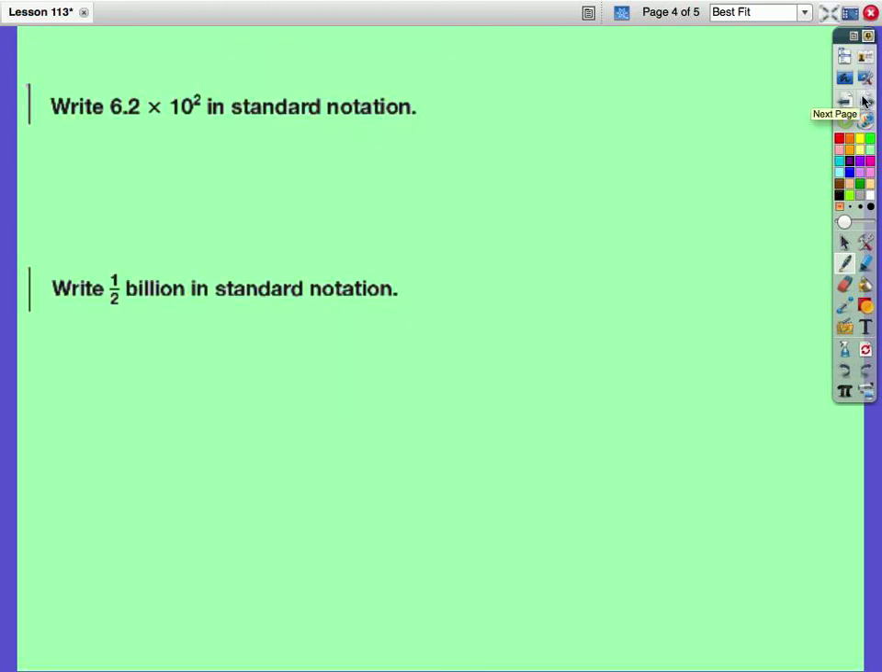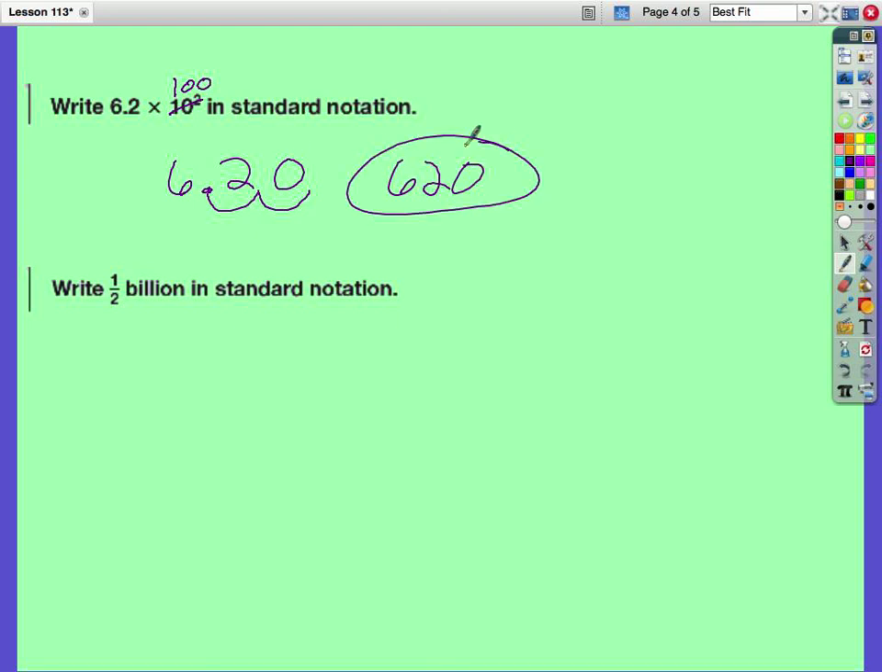And now, we talked about powers of 10 already. Now we're just going to be multiplying by powers of 10. So here it says to write 6.2 times 10 squared in standard notation. Well, first of all, I'm going to start with 10 squared, and that's 100. Okay. Remember, when I multiply by 100, I move my decimal to the right, however many zeros I have. So 1, 2. So, therefore, 6.2 times 10 squared is 620.